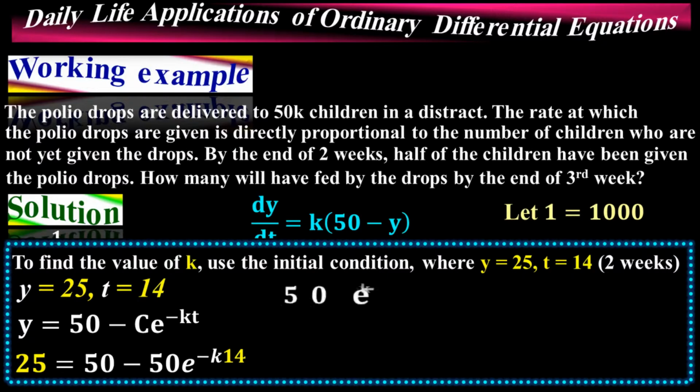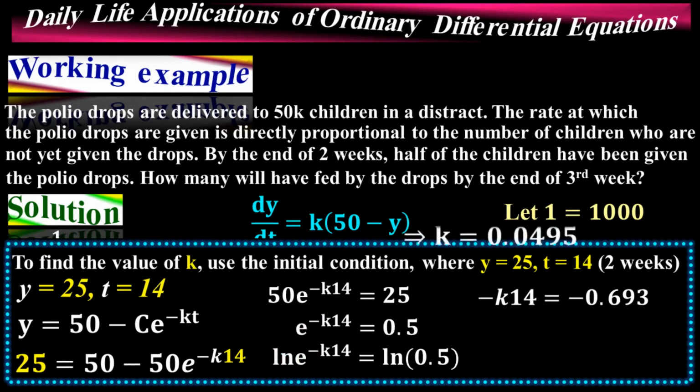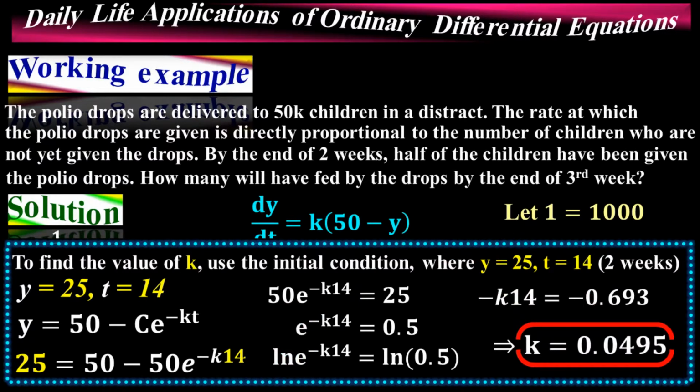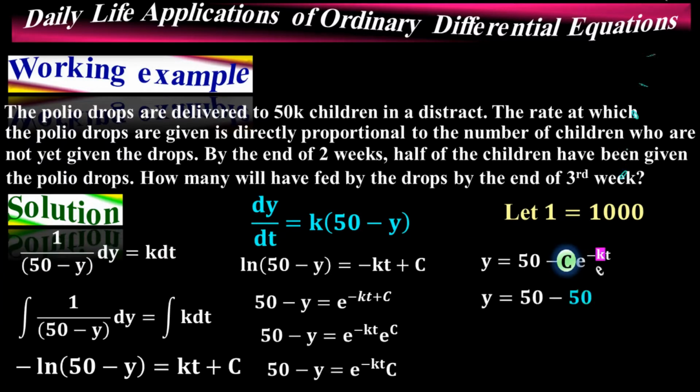Solve the equation further, which gives e to the minus k times 14 equals 0.5. Take natural log on both sides, where the natural log will cancel with the exponential function. So I am left with minus k times 14 equals minus 0.693. Rearrange the equation. This is my final value for k, which is 0.0495. I got the values of the constants c and k.